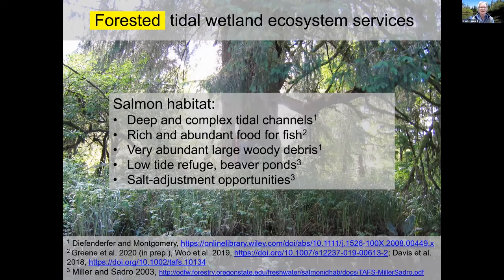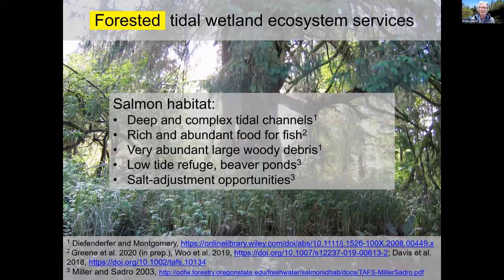And then because salmon are anadromous and have to move between fresh and salt water in the course of their life cycle, these forested wetlands, which are found in the fresh to brackish part of the estuary, provide salt adjustment opportunities where fish can move between different salinity zones and gradually get used to salt.